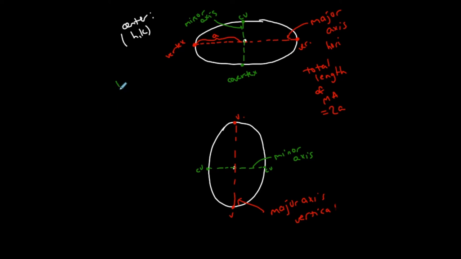And the total length, I'll write that over here, of the minor axis, I'm just going to say minor axis, we represent the length from the center to an end or a co-vertex along the minor axis as b. So if this is b and this is b, the total length is b plus b or twice b. Okay, so the total length of the major axis is 2a, the total length of the minor axis is 2b.